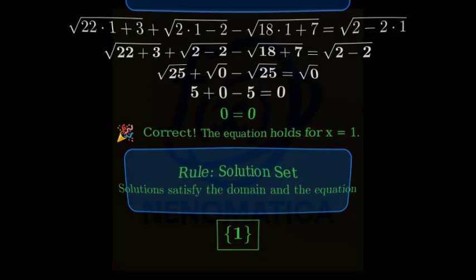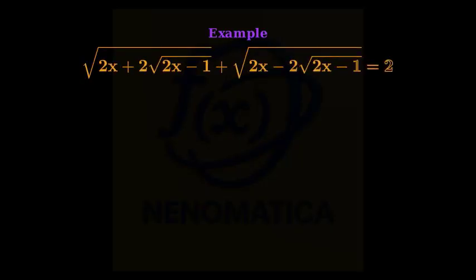Summary. We enforce the domain, then we show the word example, then the problem in bold orange. The equation is square root of 2x plus 2 times square root of 2x minus 1 plus square root of 2x minus 2 times square root of 2x minus 1 equals 2.